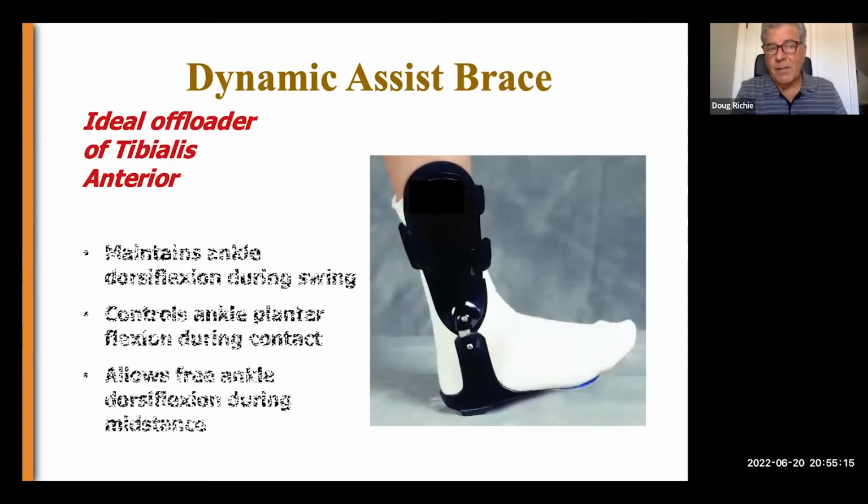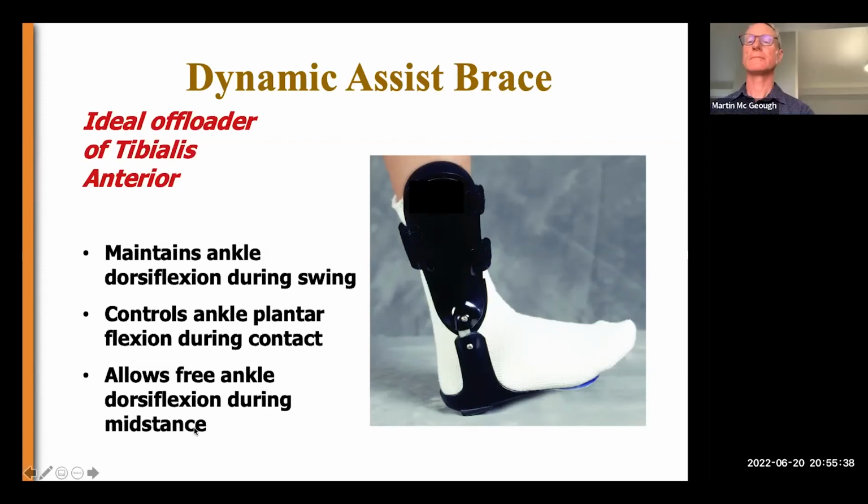So this dynamic assist is really an ideal offloader of the tibialis anterior because it maintains ankle dorsiflexion during swing, it controls ankle plantar flexion during the contact phase, and it still allows free ankle dorsiflexion during mid-stance. Now we could achieve the first two by using the restricted hinge Richie brace, but we will not get free ankle joint dorsiflexion in that brace.